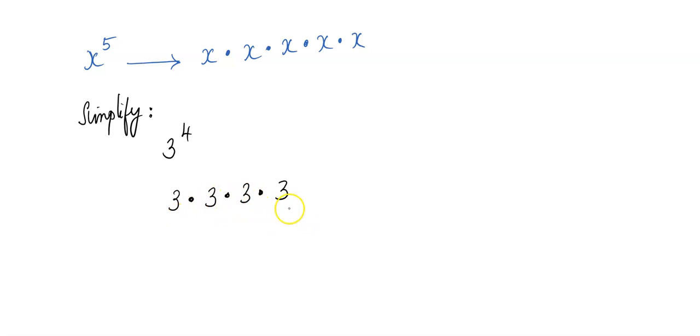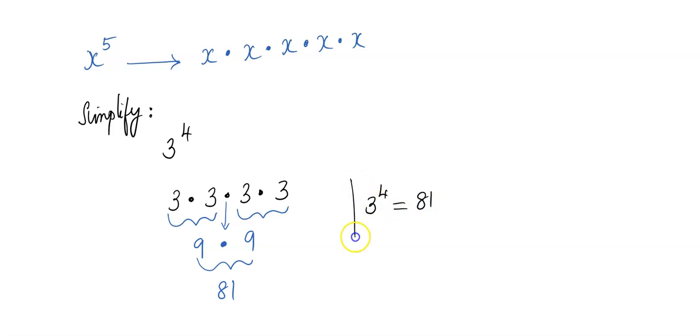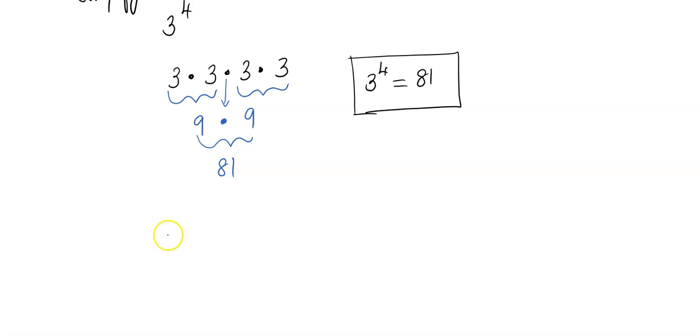One of the easiest ways to do this is, I like to group them like this, right? 3 times 3 and 3 times 3. You know 3 times 3 is 9. Multiply it, right? 3 times 3 is 9. And 9 times 9 is 81. So it's kind of easy when you split it up like that. 3 power 4 equals 81. So that is the simplified form where you took the answer and multiplied it to get the final outcome, which was 81.